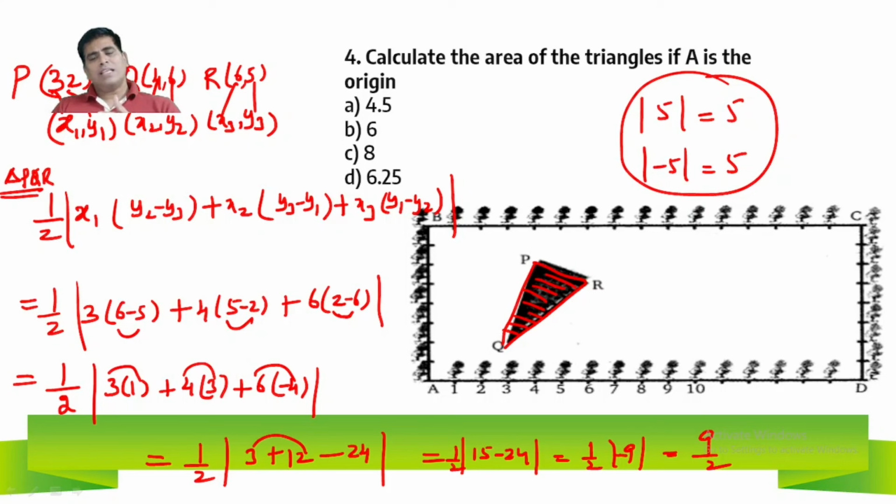Absolute value of 9 is 9. 9 by 2, that is nothing but 4.5 square units. So which is the right option here? We got the right option is A. So this is the way we have calculated the area of the triangle PQR, the grassy lawn in a plot. So we got it as 4.5 square units, so that is option A here.